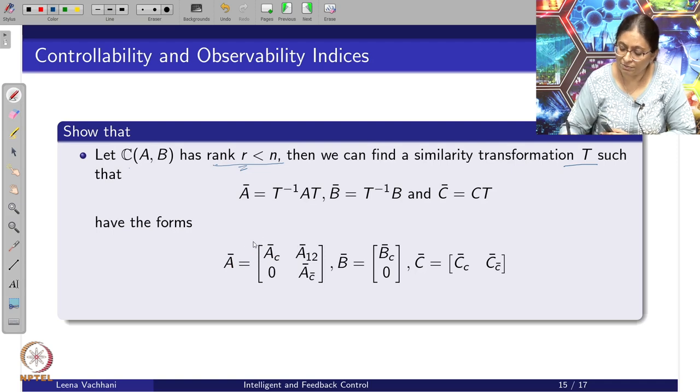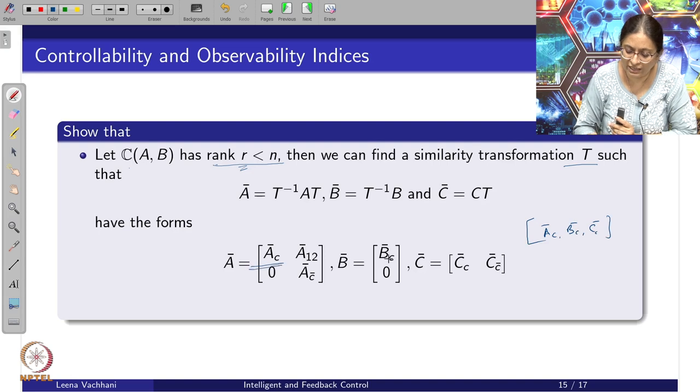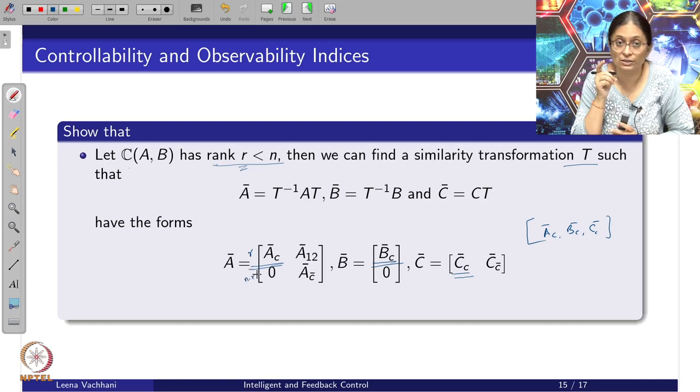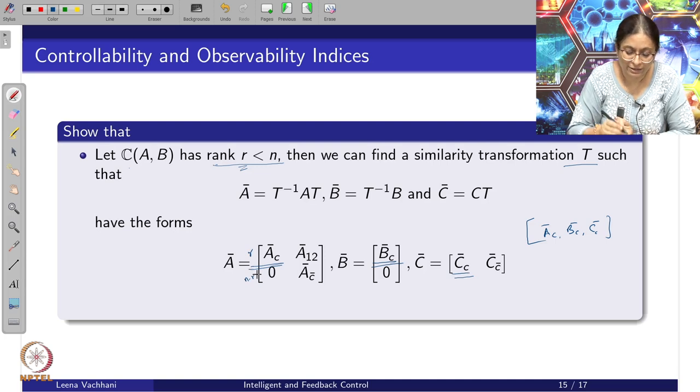So it gives me a system which is AC bar, BC bar and CC bar, corresponding to these states and these states. So there are R rows here and N minus R rows over here, because the rank of the controllability matrix was R. So what this says is I am able to decompose the system states in terms of controllable states and non-controllable states.